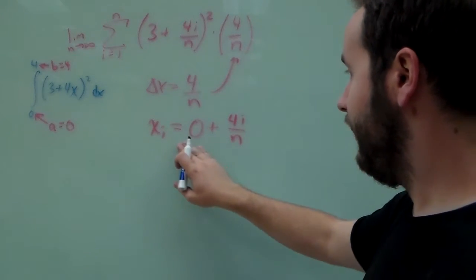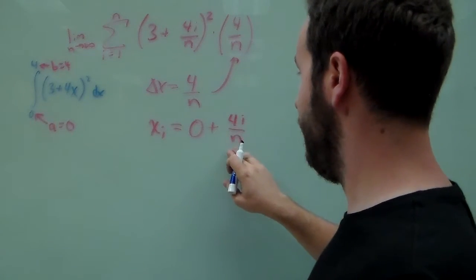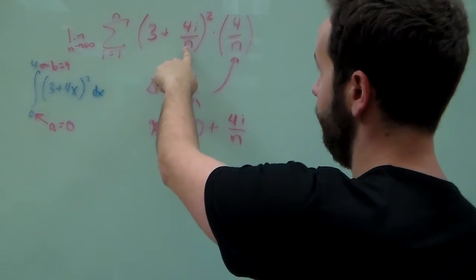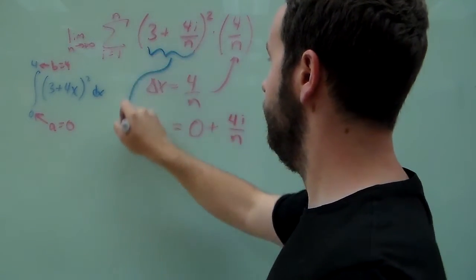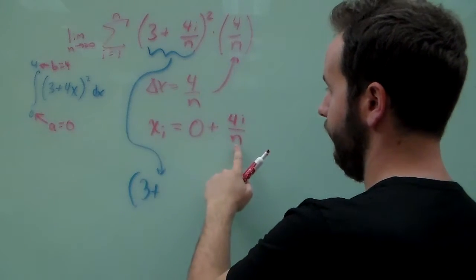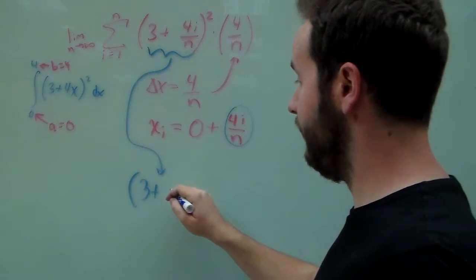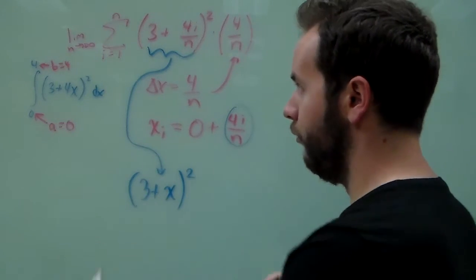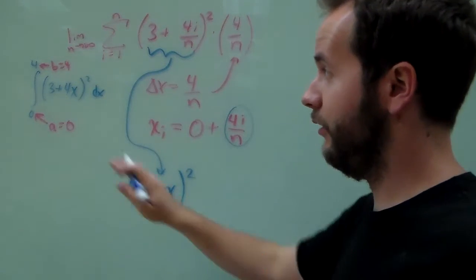Anyway, we have xi equals 0 plus 4i over n. Let's go changing the inside of this integral, 4i over n. Well, if x equals 4i over n, this function is really 3 plus, again, x is 4i over n. So this would be 3 plus 4i over n is here, 4i over n is here, so it would be 3 plus x squared. But I have 3 plus 4x here. So this cannot be a correct answer.